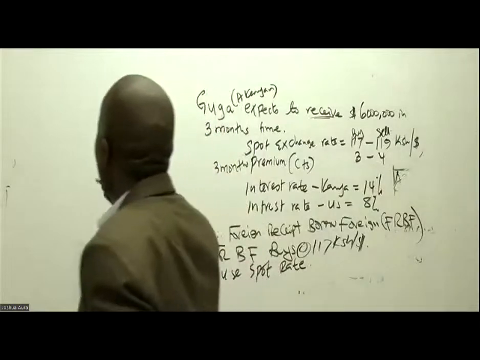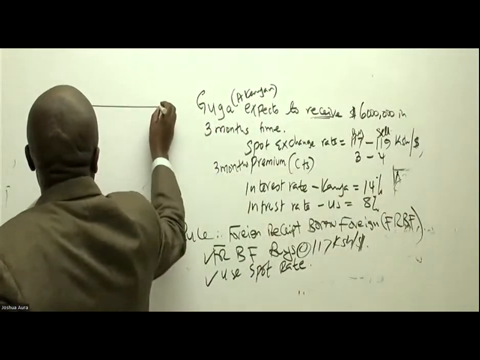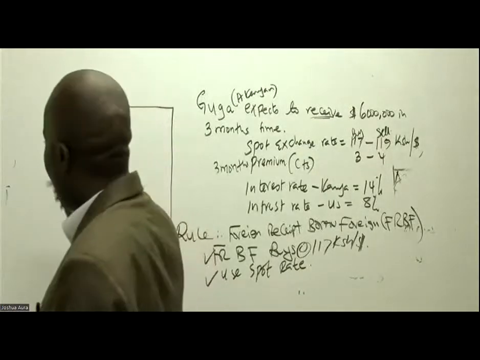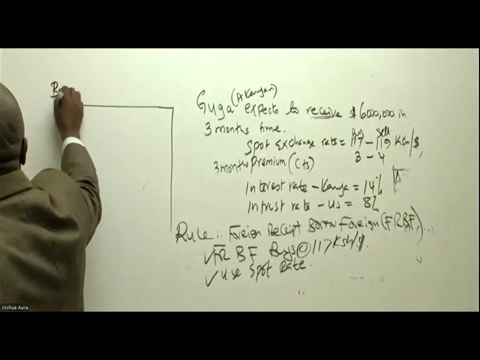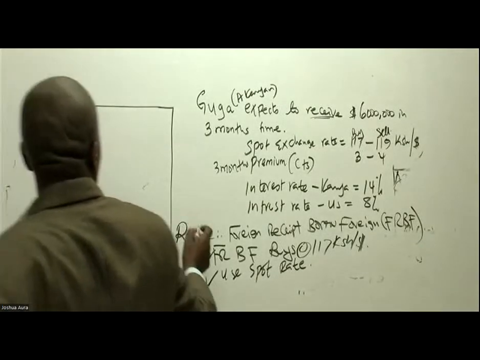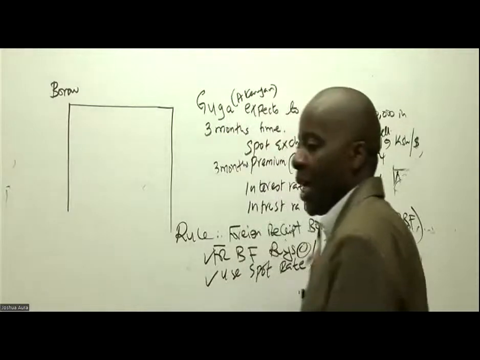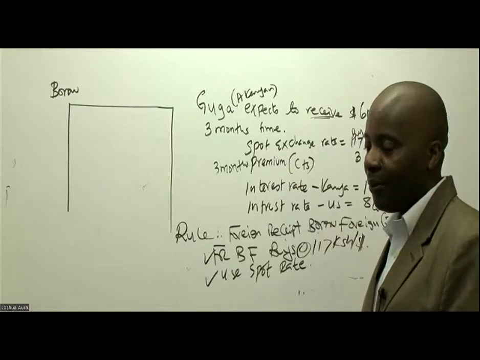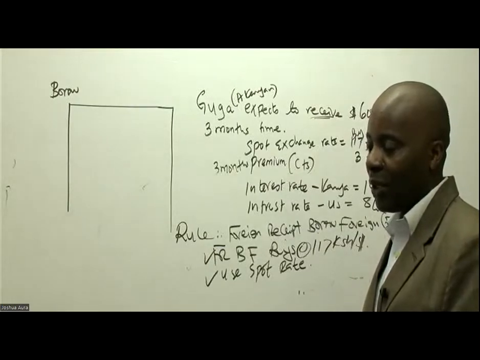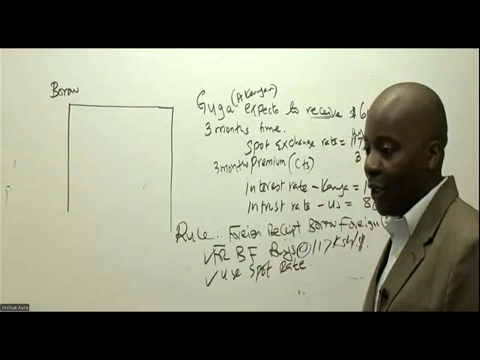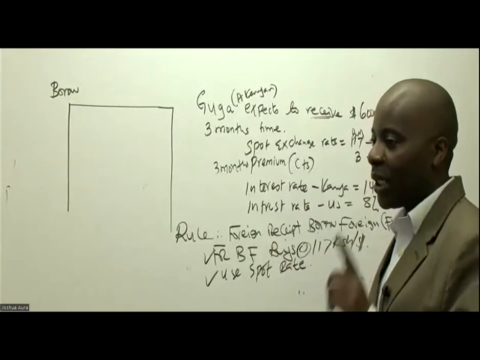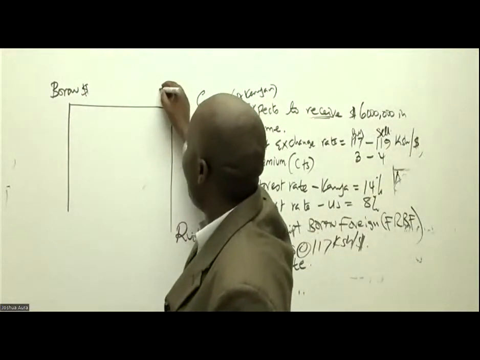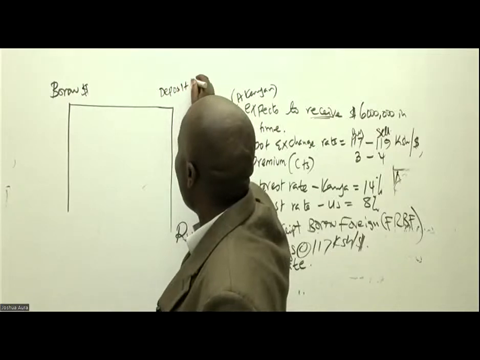So come here, ladies and gentlemen, and draw our table so nicely. I know that the first leg, I'll come and write borrow. Remember, it is foreign receipt, borrow foreign. So which currency will this gentleman borrow? The dollar. Remember, he's a Kenyan, so what is foreign to him is the dollar.